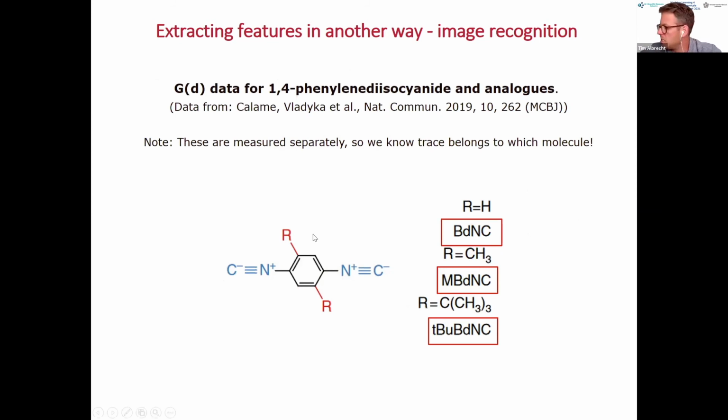And Anton studied these 3 molecules here. They are phenylene diisocyanide molecules, which bind to 2 electrodes via the isocyanide groups here and there. In this case, they had 3 different analogs. One where this residue, this R here, is just hydrogen, and they call that BDNC. In one case, it's methyl, that's MBDNC, and then there's tert-butyl, which is TBU-BDNC. That allows you to compare the effect of structure on what you measure.